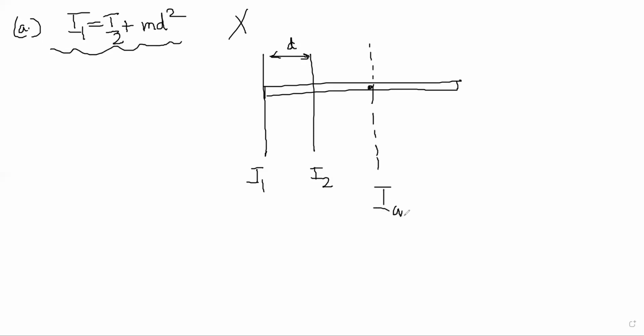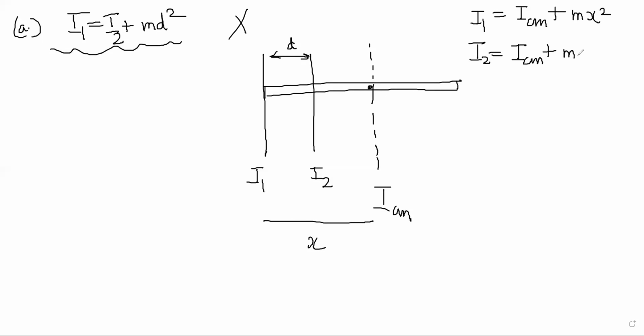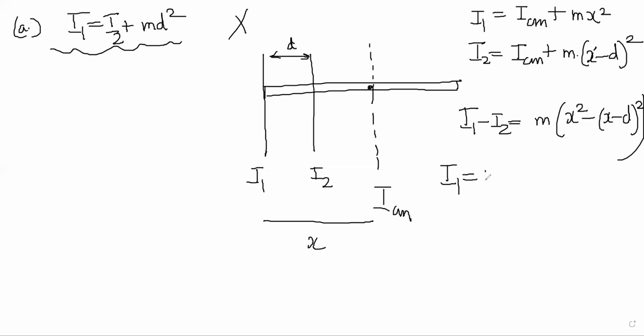So what you are supposed to do here is, let's say this is x. So you'll have I1 is equal to ICM plus Mx square, and I2 is equal to ICM plus M into (x minus d) square. So if you want a relation between this and this, you can subtract and get I1 minus I2 is equal to M into (x square minus (x minus d) whole square), right? So I1 is equal to I2 plus M into not d square, but simply this, right?